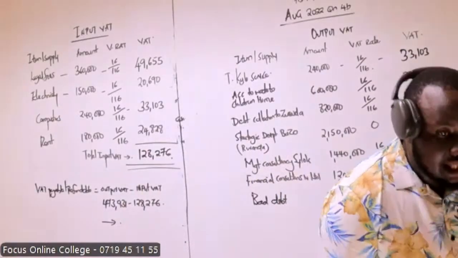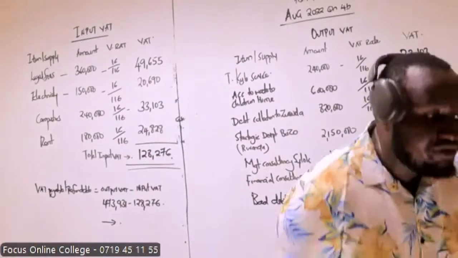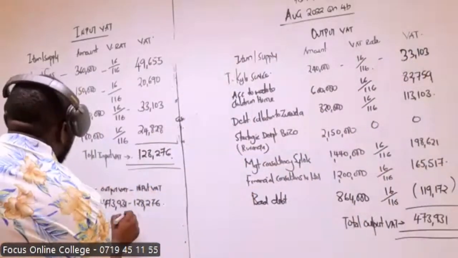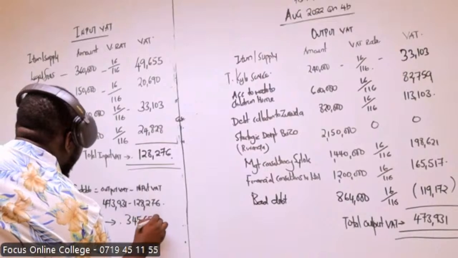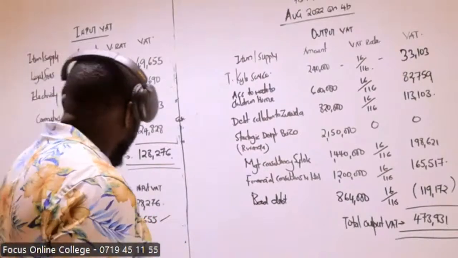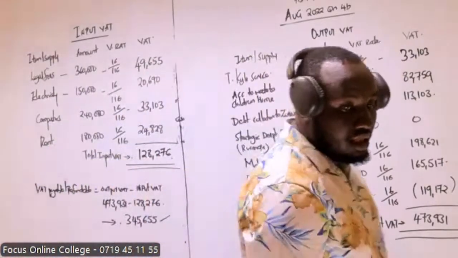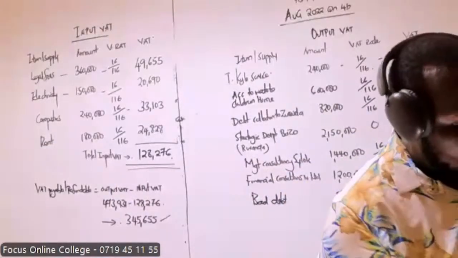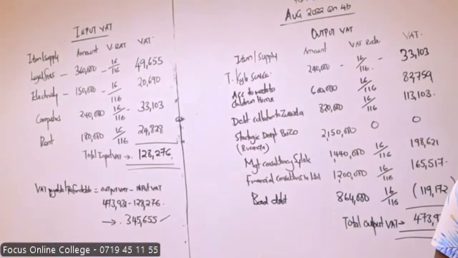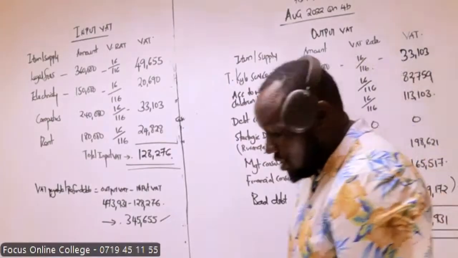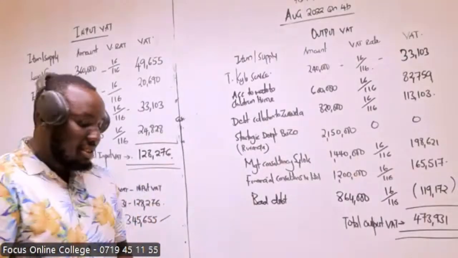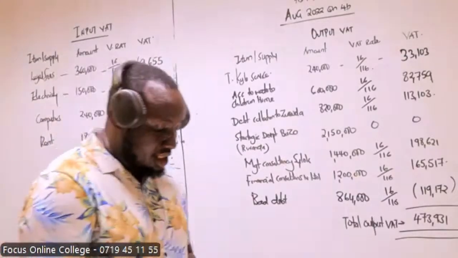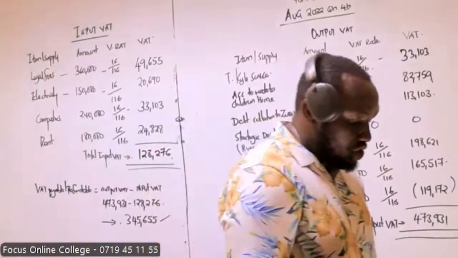So what are we getting? 345,655. So that question is done. Is that question perfectly done? If that question is done, you respond with a yes. Are we together?